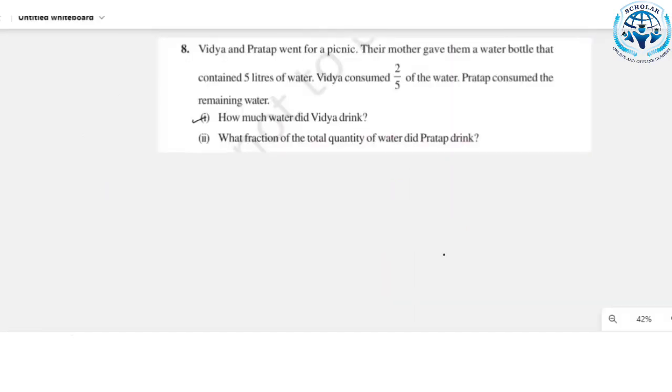Now the 8th question. Vidya and Pratap went for a picnic. Their mother gave them a water bottle that contained 5 liters of water. Vidya consumed 2 by 5th of the water. Pratap consumed the remaining water. So the amount of water contained in the water bottle was 5 liters. We have to find out how much water Vidya drank.